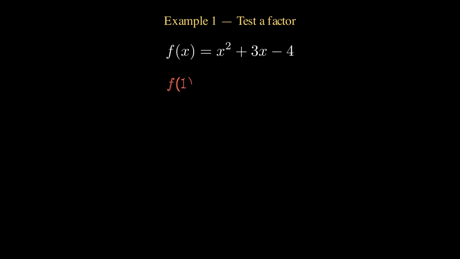Example 1, easy. Let f of x equal x squared plus 3x minus 4. Is x minus 1 a factor? For x minus 1, plug in 1. 1 squared plus 3 minus 4 equals 0. Since the remainder is 0, x minus 1 is a factor. You could factor further into x plus 4.